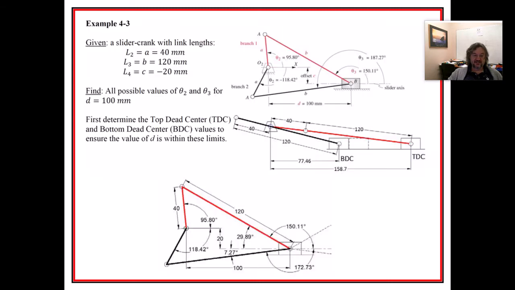But this really does lend itself to creating an Excel spreadsheet. So I will go through an example here. So we wanted to determine here for this slider crank problem all the possible values of theta 2 and theta 3, right, for the things that we know. And right here are the two solutions, by the way.